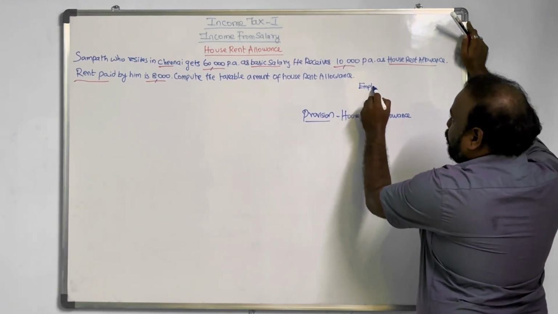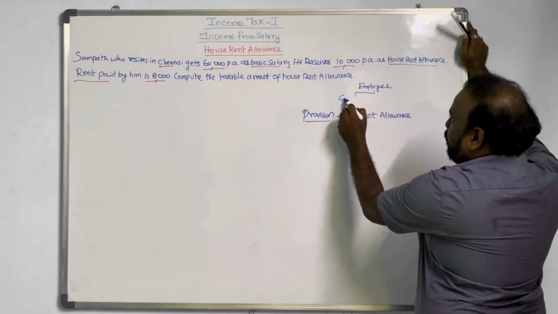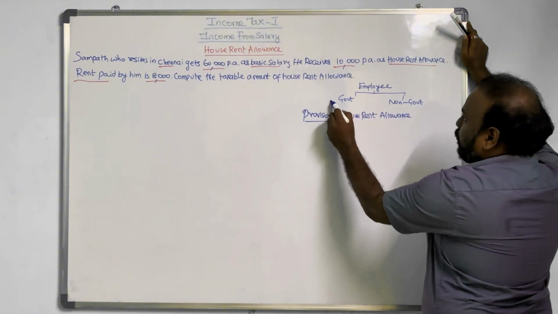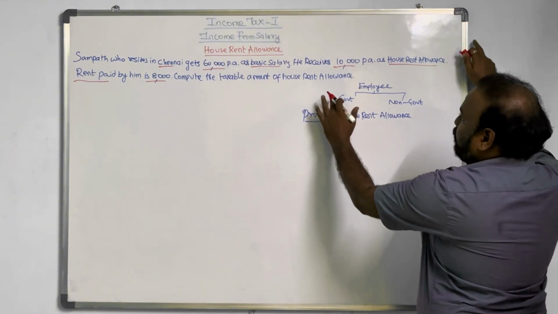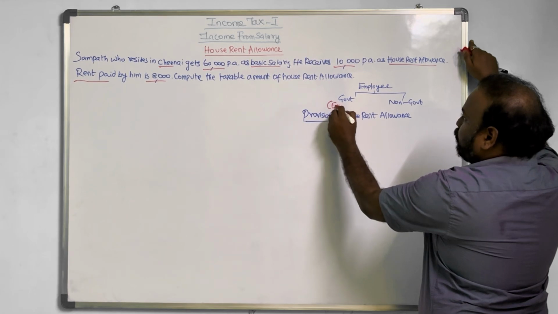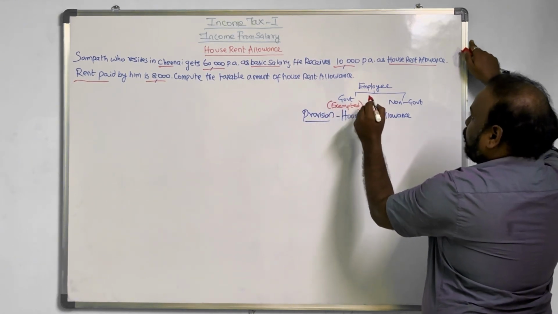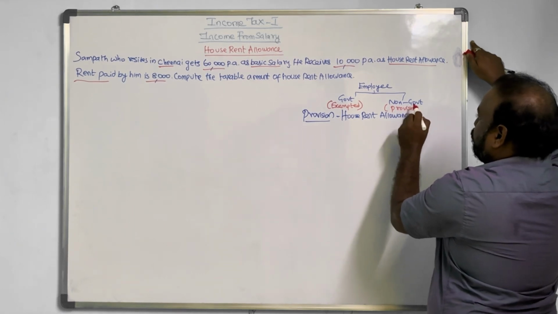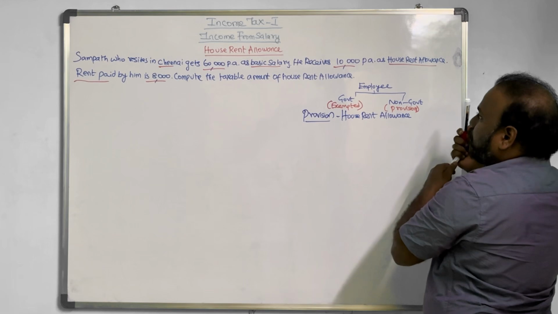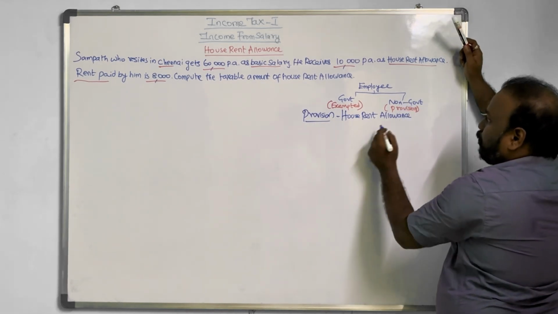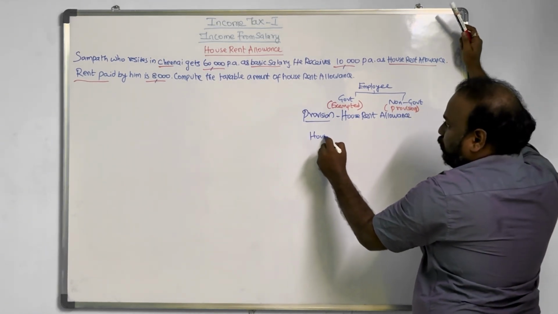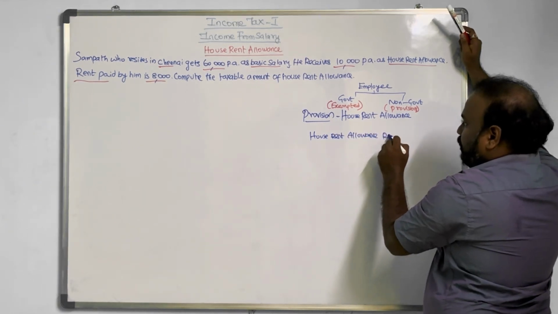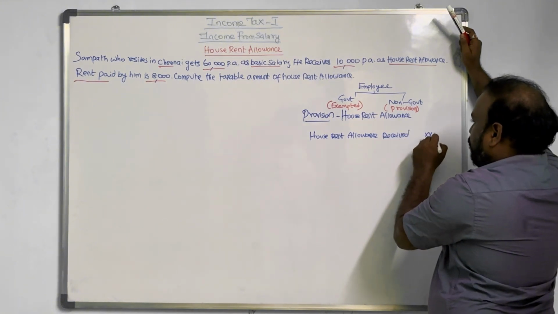Before that, employees are divided into two categories, government and non-government. For government employees, it is exempted. For non-government employees, we have a provision. So it is applicable only for non-government employees. The first one is house rent allowance received. That is provision number 1.